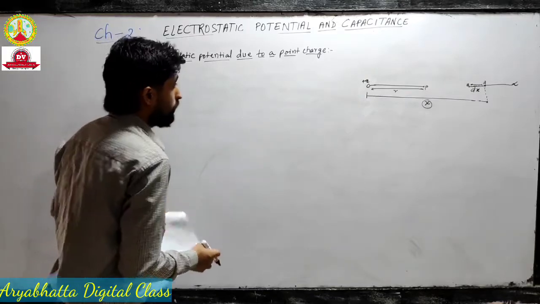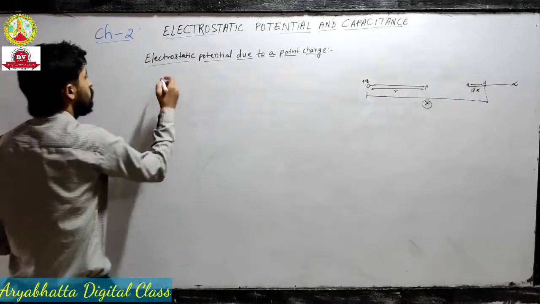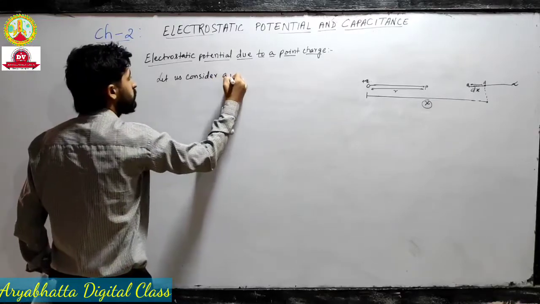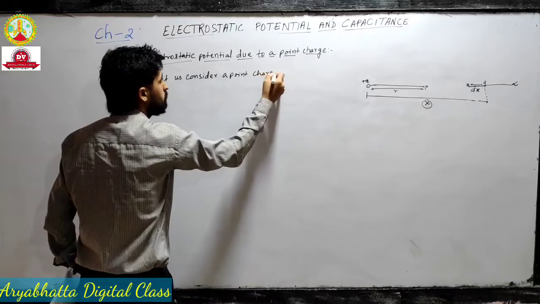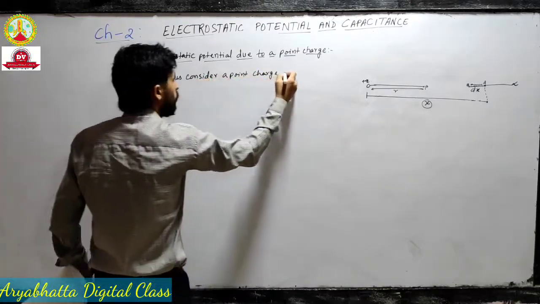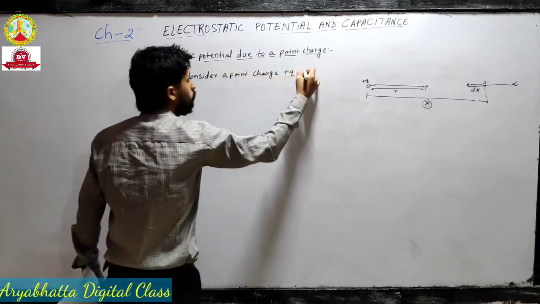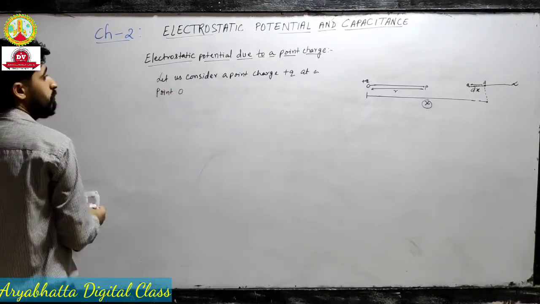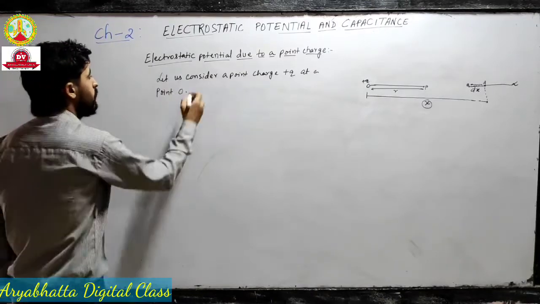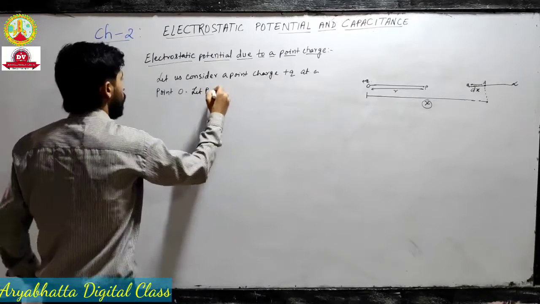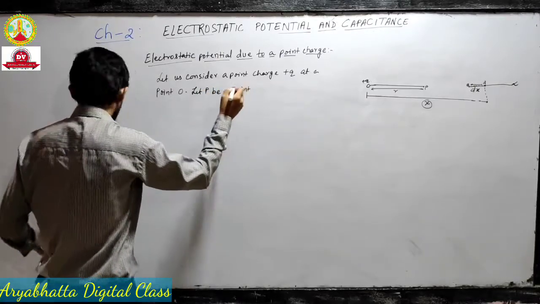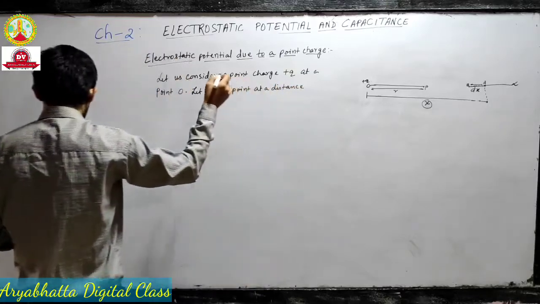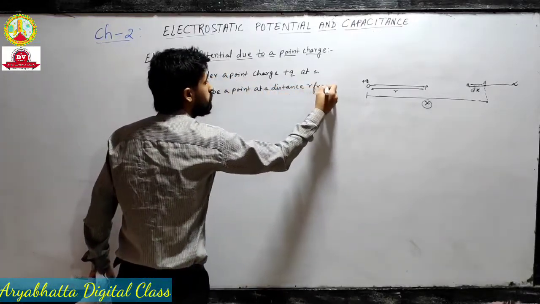So let's write about it. So write it. Let us consider a point charge plus q at a point O. Now see, as you can see, let P be a point at a distance r from O.